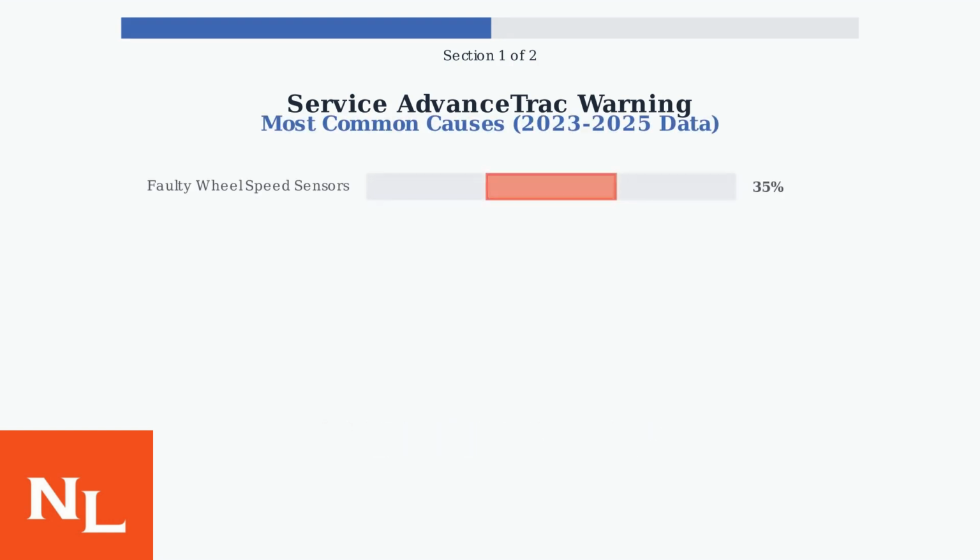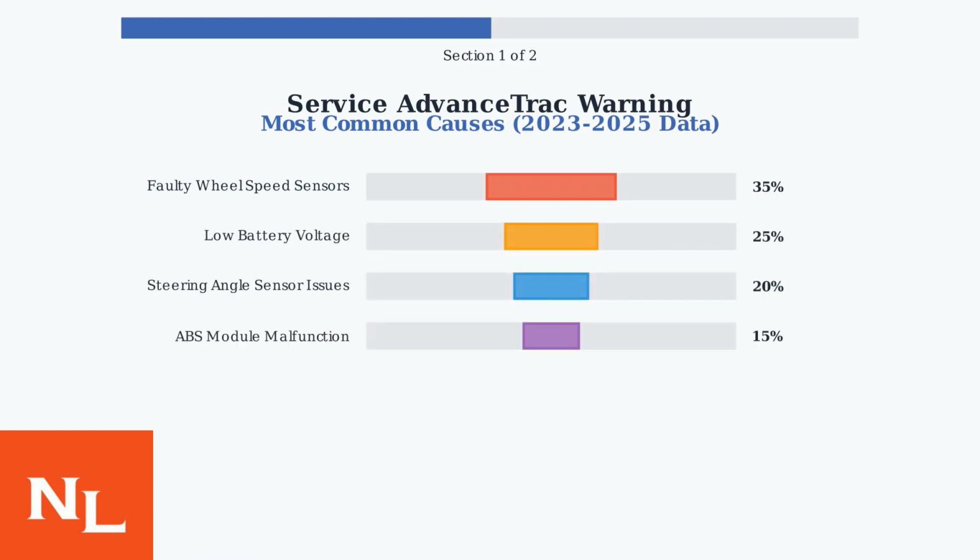Based on recent data from 2023 to 2025, the most common causes of AdvanceTrac warnings are faulty wheel speed sensors at 35%, low battery voltage at 25%, steering angle sensor issues at 20%, and ABS module malfunctions at 15%.